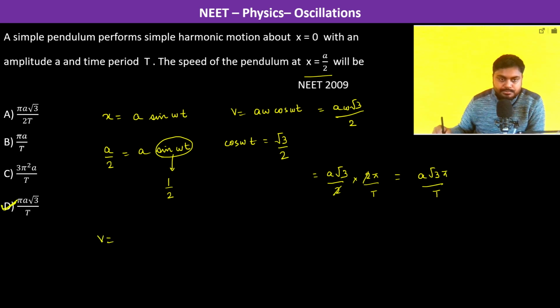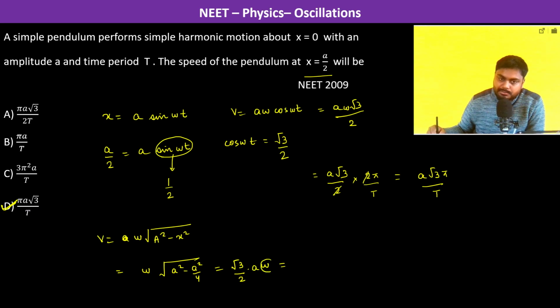We can also use this formula: v is equal to omega root over a square minus x square, where a is the amplitude. So this is going to be omega root over a square minus a square upon 4, which again makes v to be root 3 by 2 into a into omega.